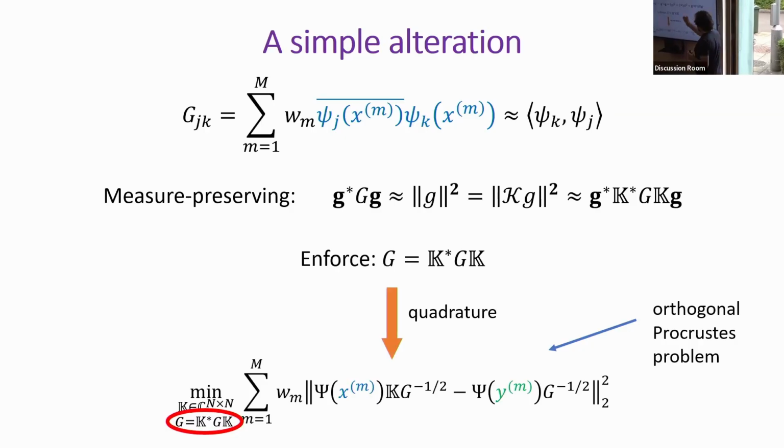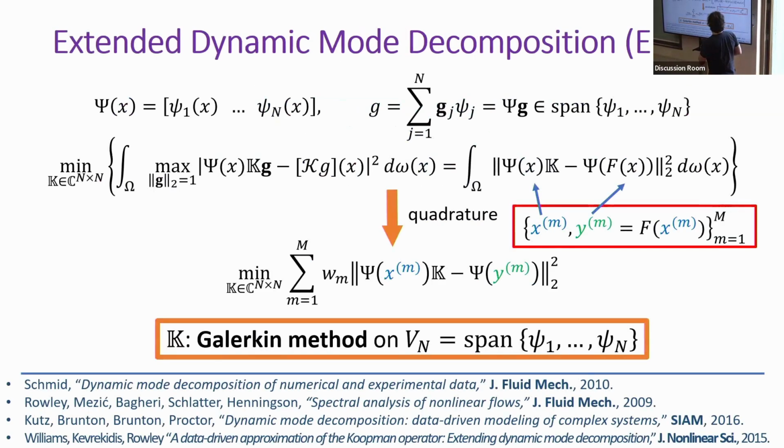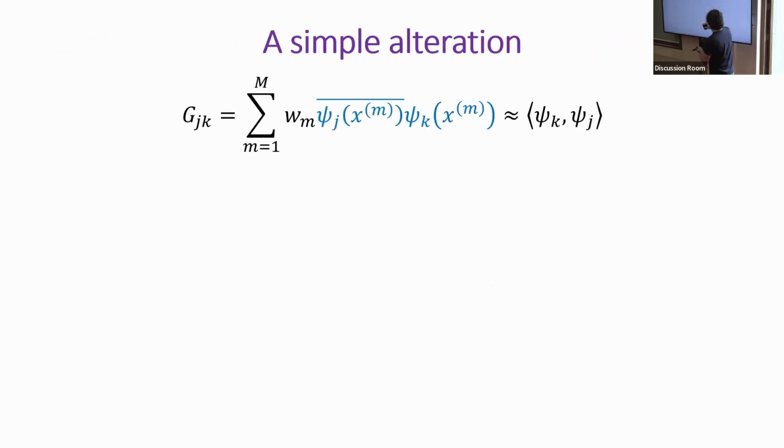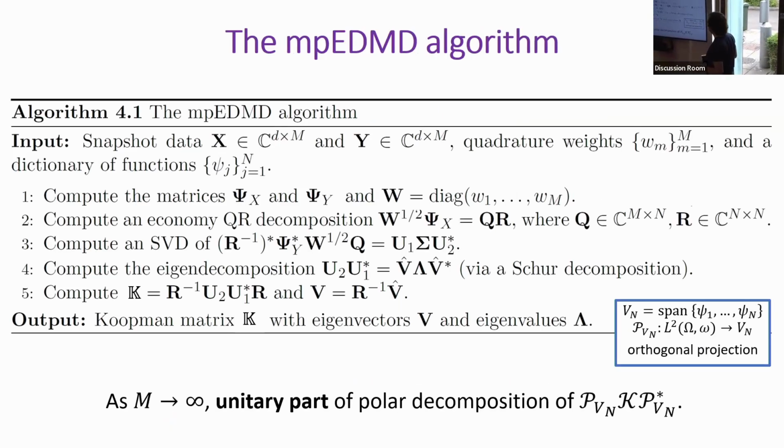You apply quadrature in the same way, and you get almost the same thing. You just go back and compare. Notice there's an extra G inverse here, the inverse of the square root, just to account for the change of basis. And then you have this constraint here. So you've gone from an unconstrained least squares to a constrained least squares. This is actually known as an orthogonal Procrustes problem, and you can write down the solution in terms of the SVD. That's it. So this gives you this algorithm.